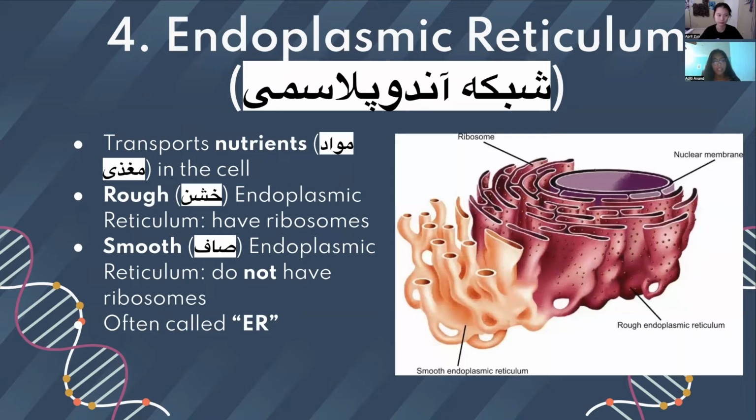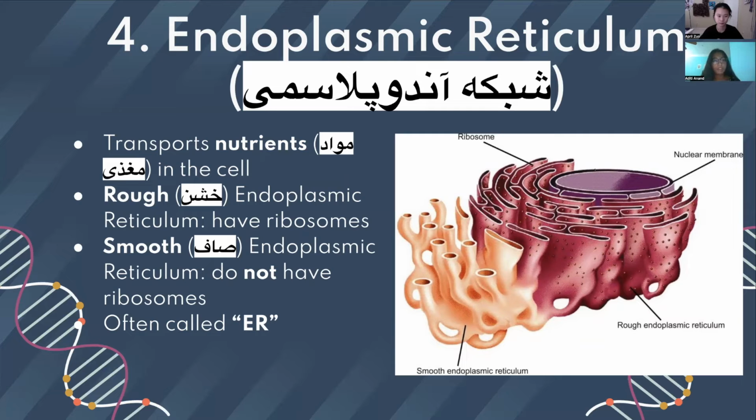So now the endoplasmic reticulum. This is a really big word, but you'll figure it out eventually. So the endoplasmic reticulum is responsible for transporting nutrients in the cell. Nutrients are things that give us energy, like when you eat your lunch or your dinner, you are eating a lot of nutrients so that it gives you energy to move on.